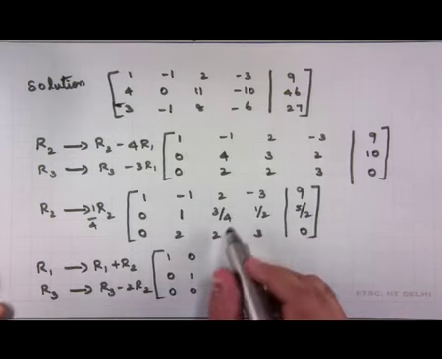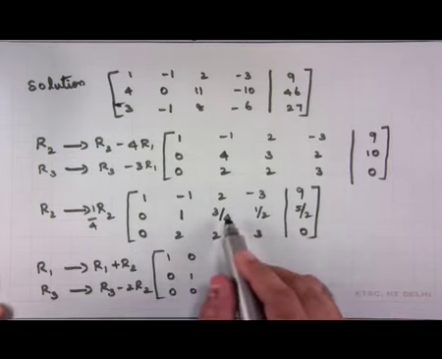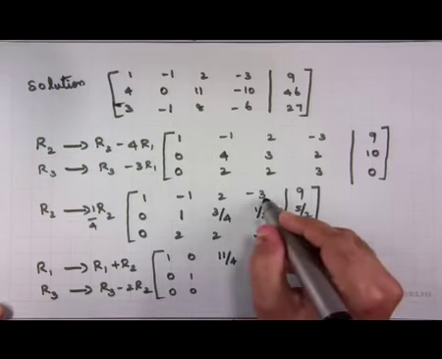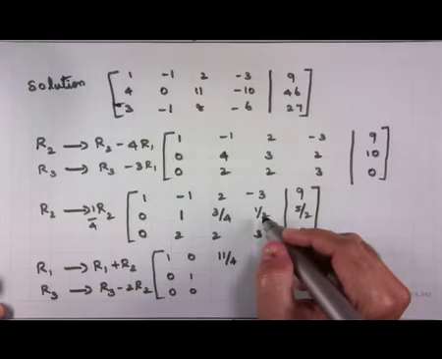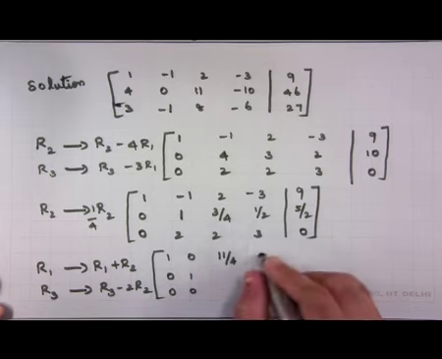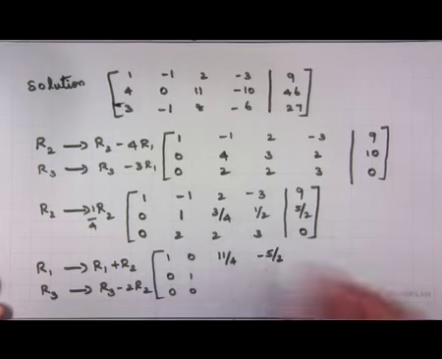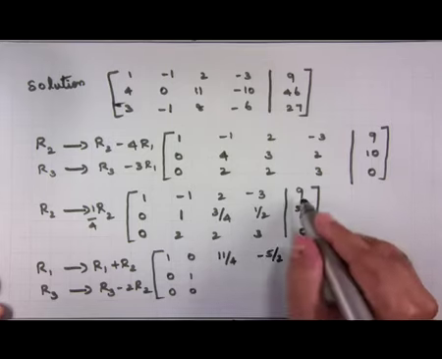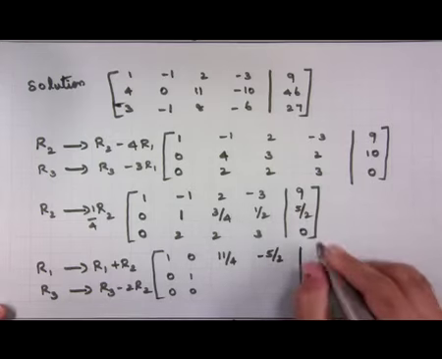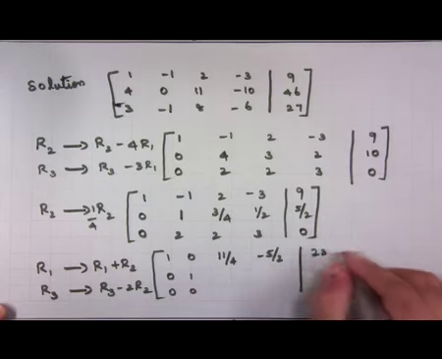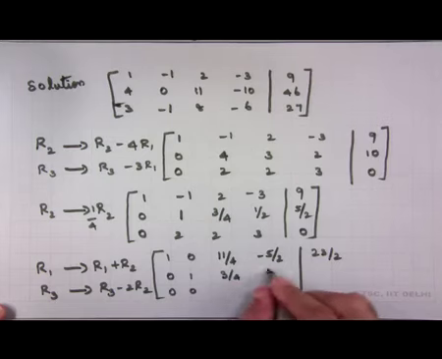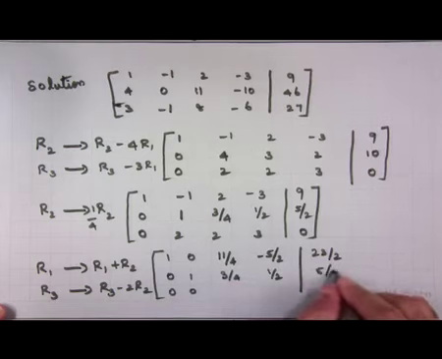2 plus 3 by 4, which means 11 by 4, minus 3 plus half, which will give me minus 5 by 2, 9 plus 5 by 2, which will give me 23 by 2. Second row remains as it is, 3 by 4, half, 5 by 2.